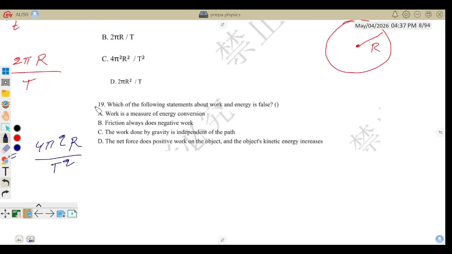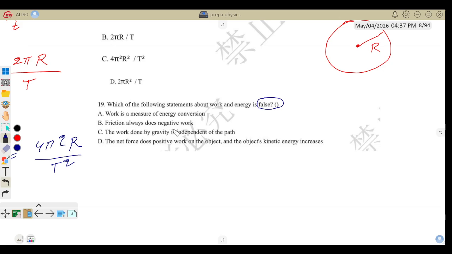For the next one, 19, which of the following statements about work and energy is false? Pay attention here, we're looking for the false one. Is A false, or B, or C, or D? Let's look at each one by one. So we have here A, work is a measure of energy conversion.